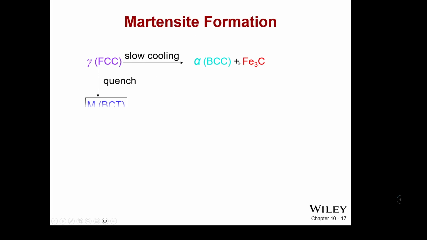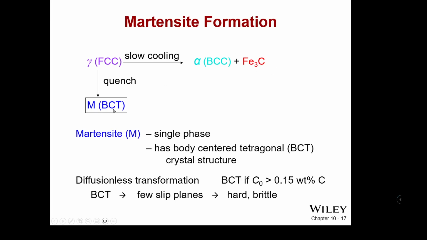Slow cooling gets you to alpha, which is body-centered cubic, and cementite. Martensite is a single phase, body-centered tetragonal. It's diffusionless. And if that concentration is above 0.15% carbon, that's critical. If you don't have at least 0.15% carbon, you can't form martensite because you just don't have the carbon to load up into that body-centered tetragonal crystal structure.